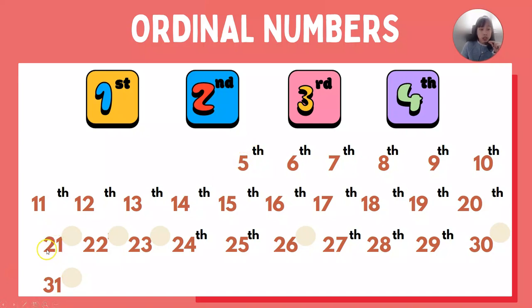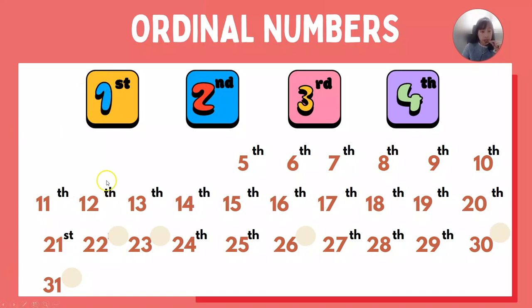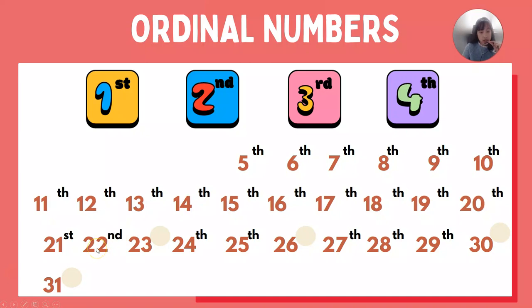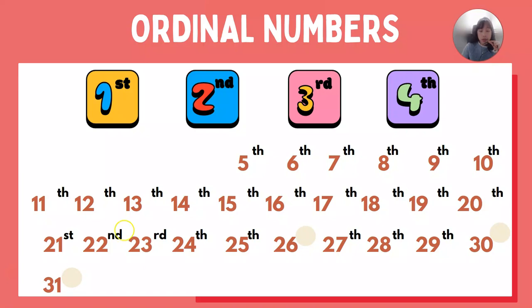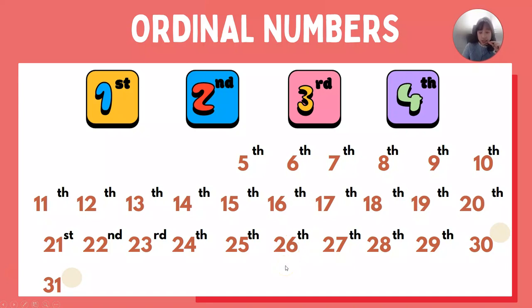Okay? So if we see 21 here, what do we call this? 21st, because we know 1 is the special one, all right? Same thing here, 22nd, 23rd. What about 26 here? Yep, that was a trick question. This is indeed just a normal one, 26th, okay? Nothing special. What about this one?